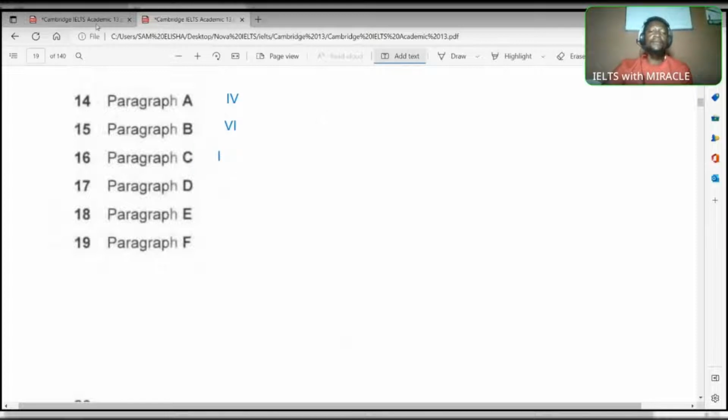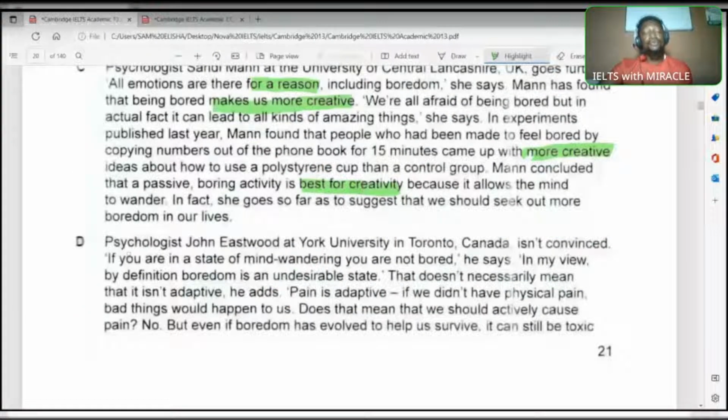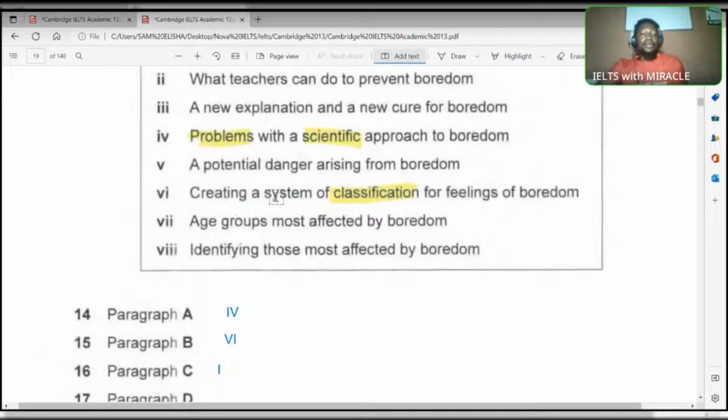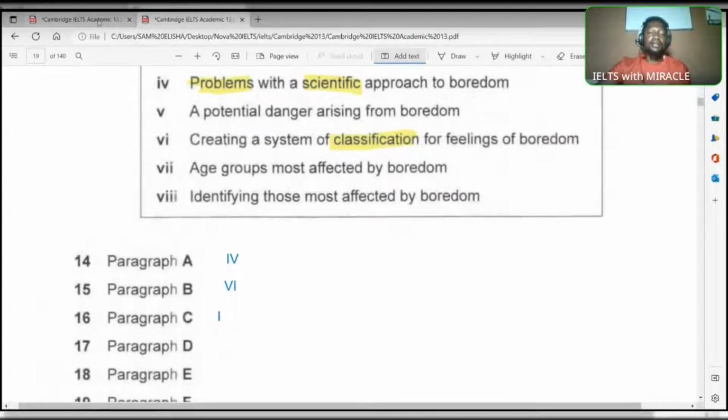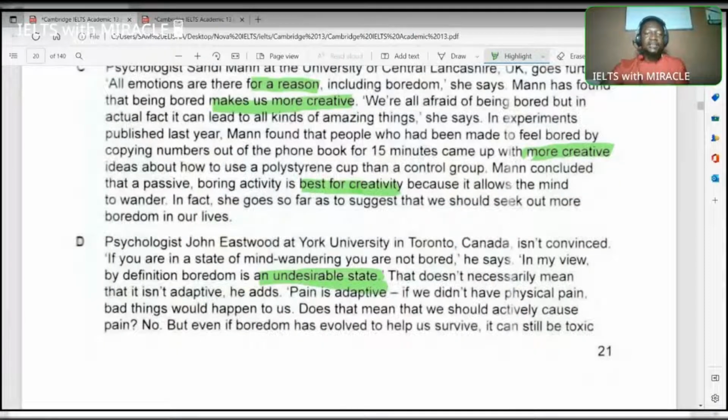Now let's look at paragraph D. Now please take note of what I am doing. I'm not doing this to show off; just look at the strategies that I adopt. Paragraph D. It says psychologist John Eastwood at York University in Toronto, Canada, isn't convinced. If you are in a state of mind wandering, you are not bored. He says, in my view, by definition, boredom is an undesirable state. That doesn't necessarily mean that it isn't adaptive, as pain is adaptive.